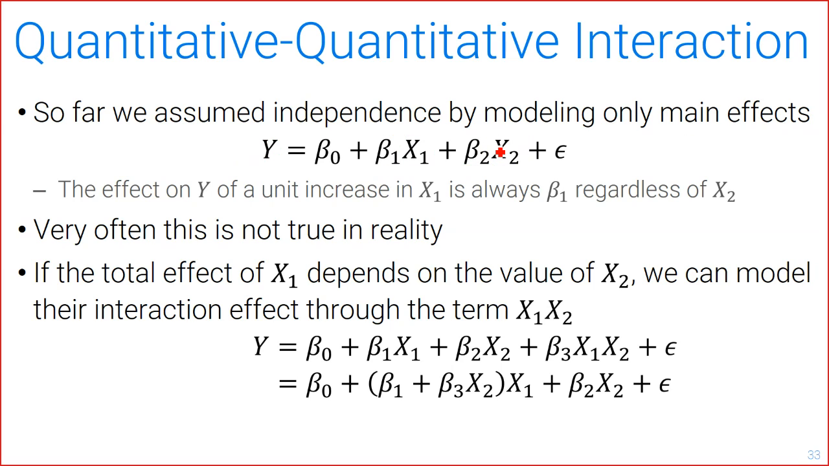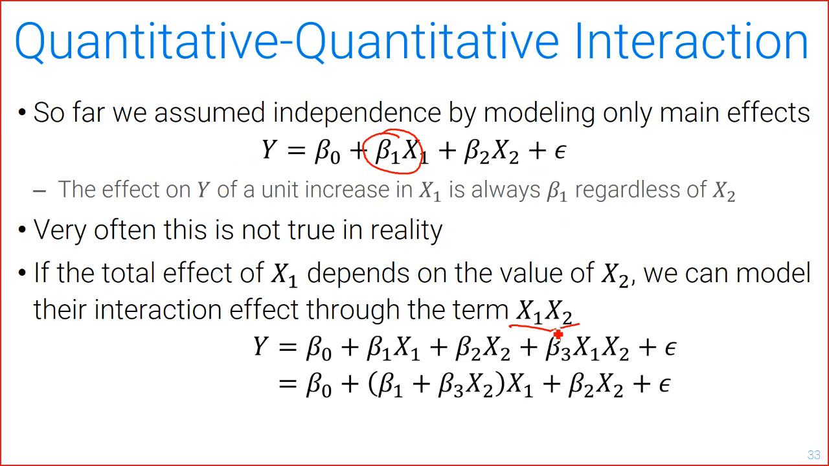So what we have seen so far is only main effects. The effect of a unit increase in x1 is always beta 1 regardless of the value of x2. So this is how much x1 is going to affect the response regardless of x2. Very often this is not true, and we have interaction effects. And again, what it means is that the total effect of x1 depends on the value of x2. And what we are going to do in a linear model is incorporate this interaction through another term, which is going to be their product, x1 times x2.